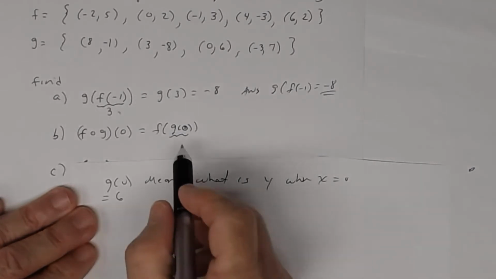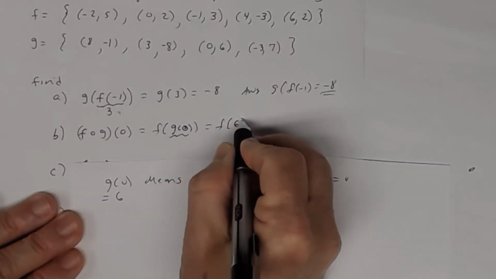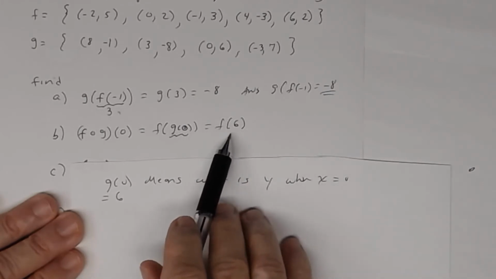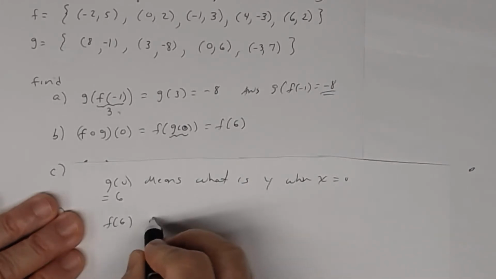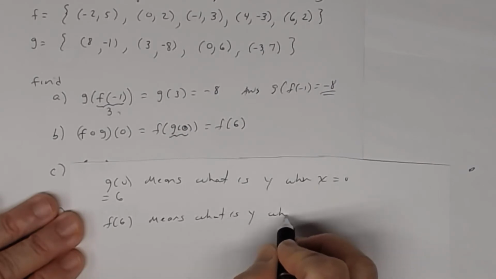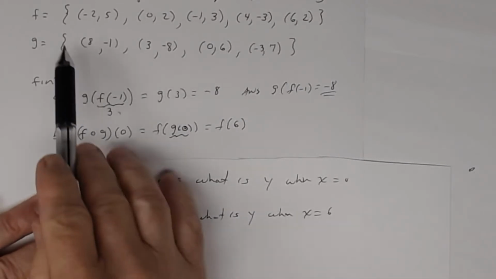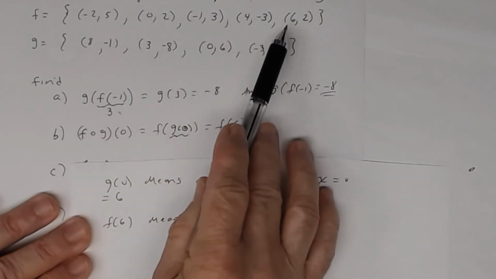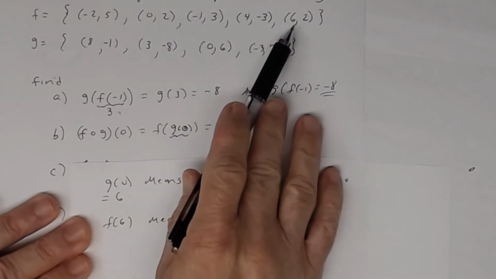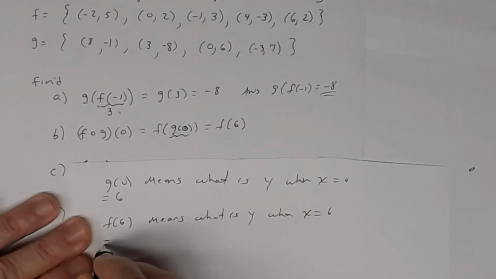Now, once you find g of 0, that's now 6, right? So this becomes f of 6. Let's think about what that means. F of 6 means what is y when x equals 6. But you got to go to your function f now. So when x is 6, this is the ordered pair where x is 6, right? So when x is 6, what's that y value? Well, that y value is 2. So f of 6 is 2.